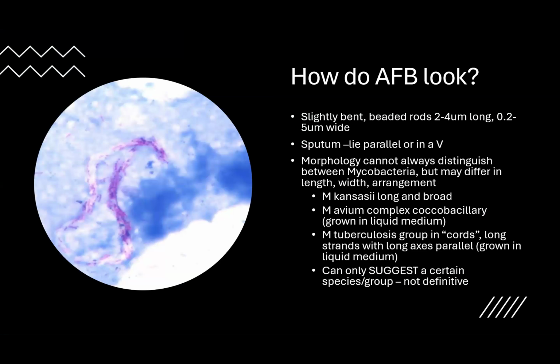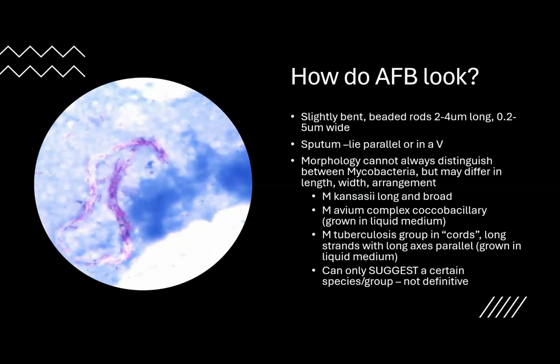Maybe it is fuchsia. How do acid-fast bacilli actually look, for those of us who don't know or haven't seen it? They are slightly bent, beaded rods that are 2 to 4 microns long, and they vary in width depending on the species. And apparently when they are seen in sputum, they lie parallel to one another, or meeting at one end looking like a V.